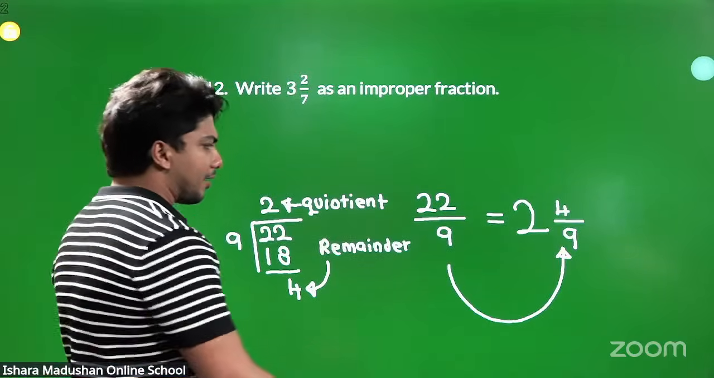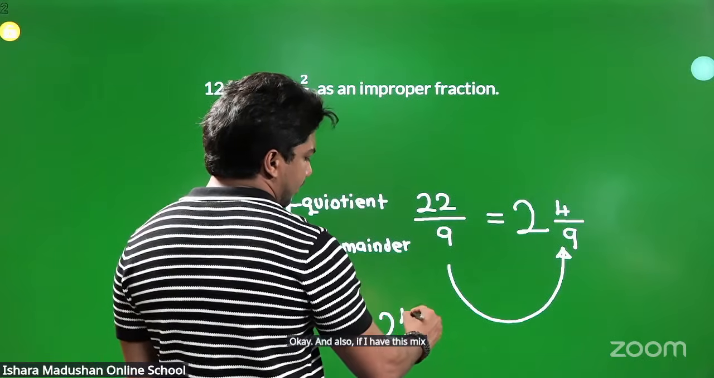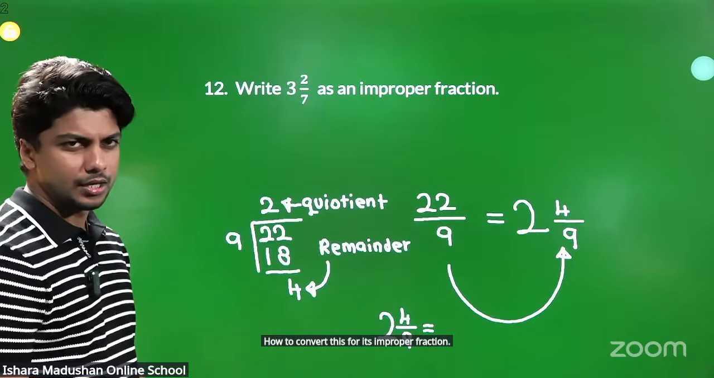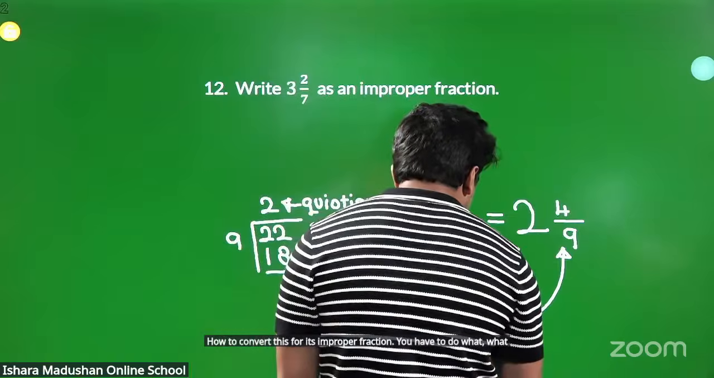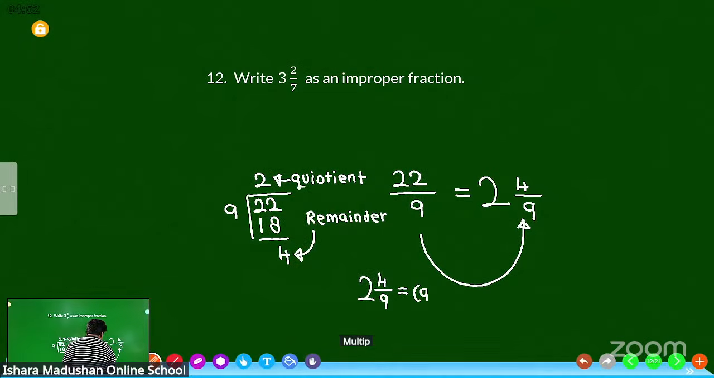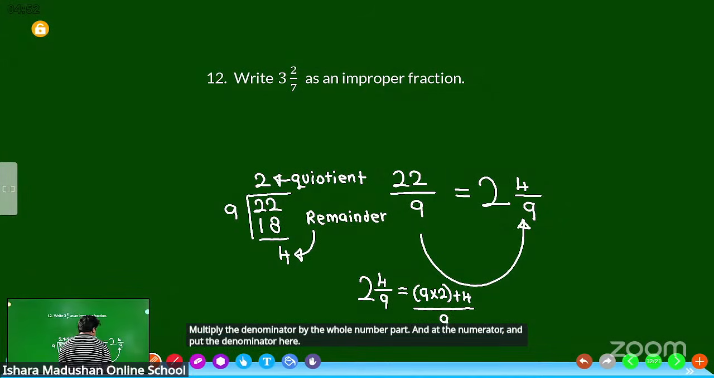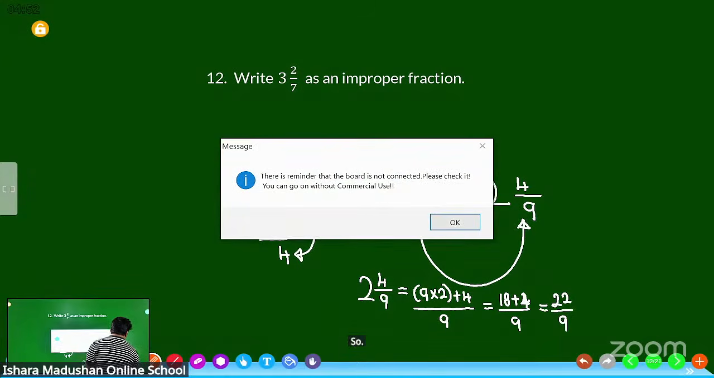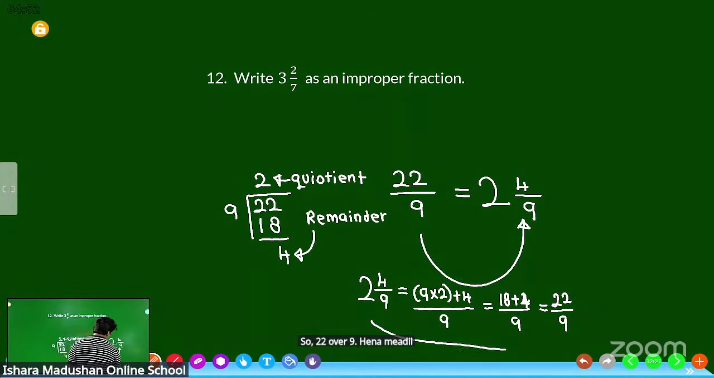And also, if I have this mixed number, how do I convert it to its improper fraction? What you have to do, Puta, is multiply the denominator by the whole number part, add the numerator, and put the denominator here. So 9 into 2 is 18. 18 plus 4 means 22. So 22 over 9.